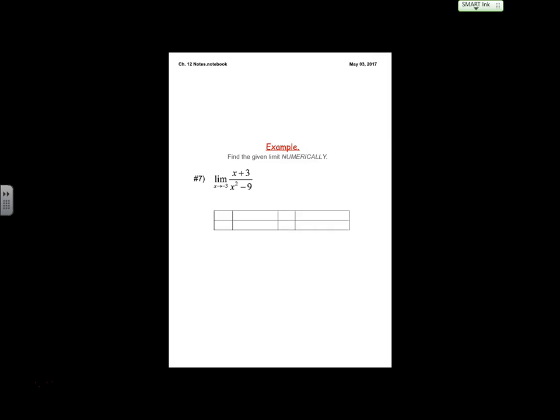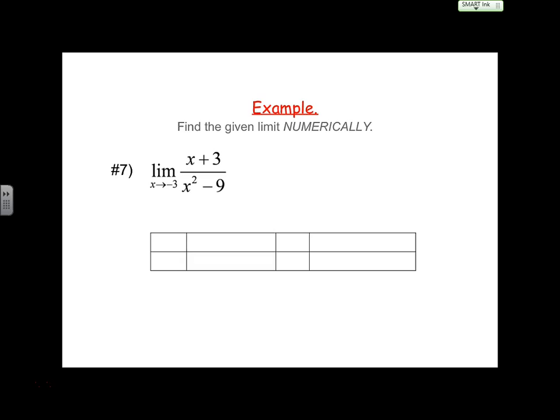the same thing. We'll get back to that. This one. Ready, set, go. Fill out the table. Plug it into your calculator. See what's occurring.